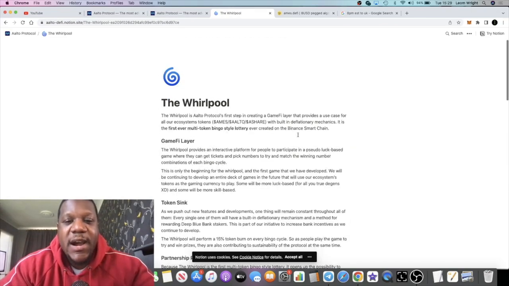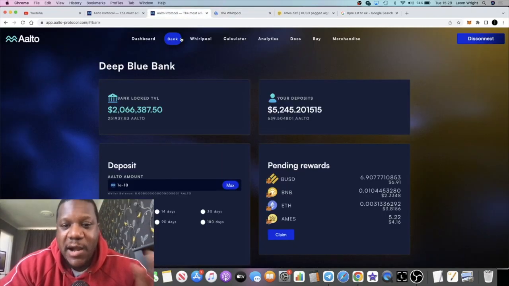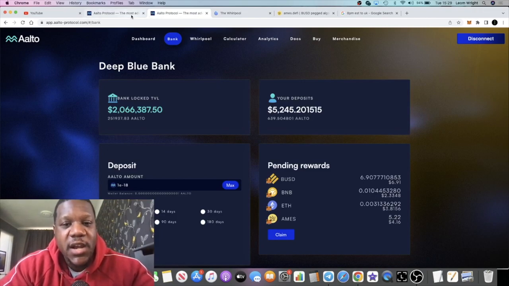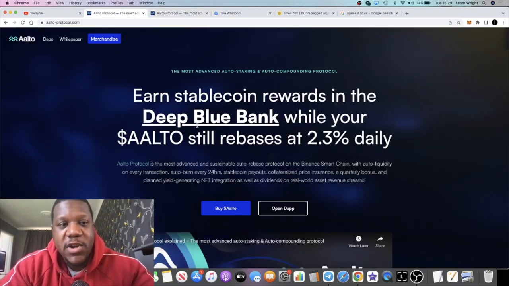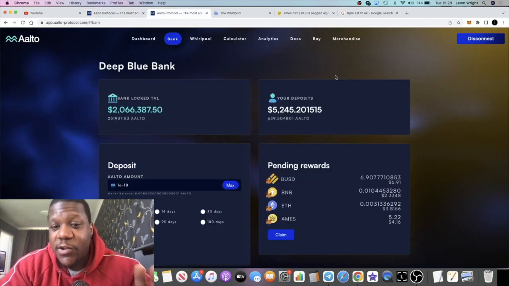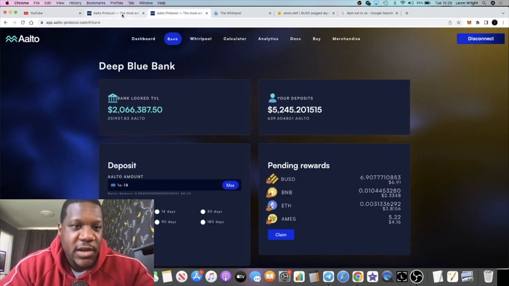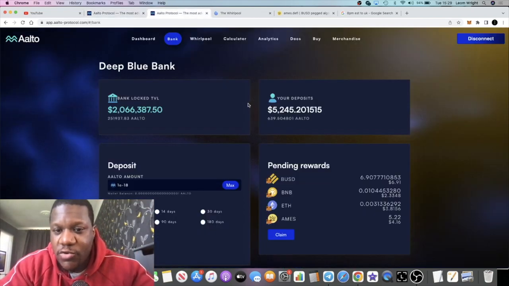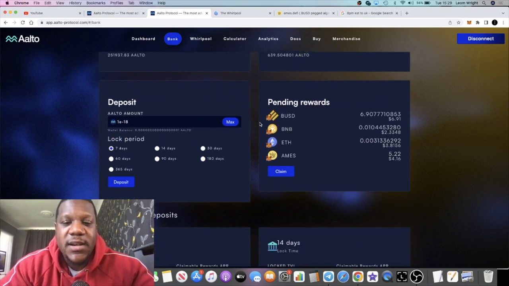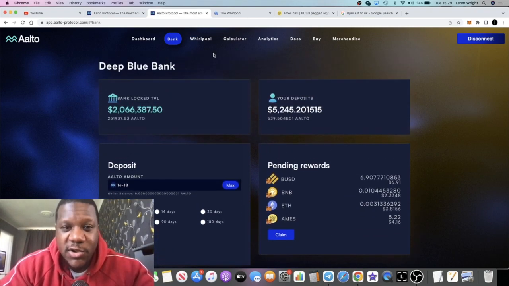And like I said, I have something else I'm going to be talking about Aalto in the next couple of days. So stay tuned for that. That could be a very good thing for this. The price of Aalto has pulled back. Okay, guys, it has pulled back. But we're getting those auto rebases. And everything in the market has pulled back, to be honest. So it's not something to really worry about.